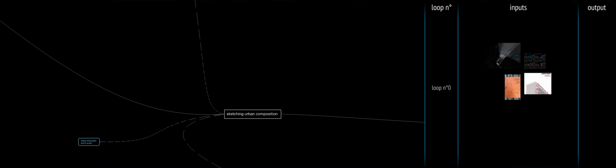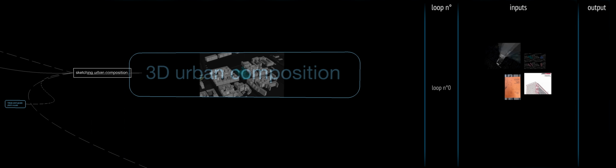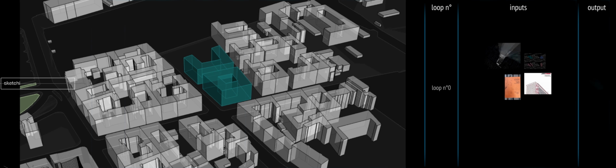Informing input, variance of functioning volumes. In this operation, I was trying out different volumes that would be roughly answering to the program in order to get a feeling of the scope of the project. These inputs fed the operation sketching urban composition, loop number 0, and the output resulting of it is this 3D model.